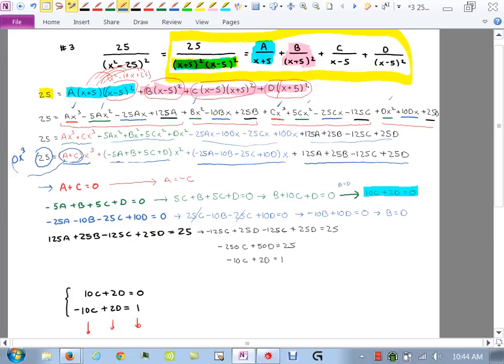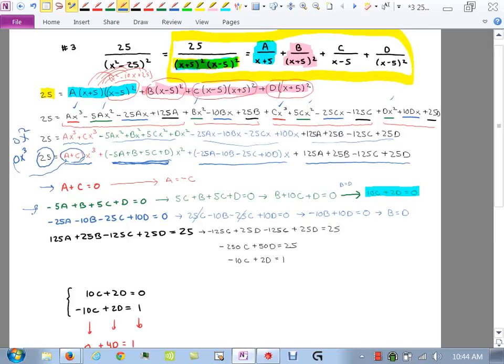For the same reason, all this stuff in front of x squared, since there is no x squared over here, all those have to add up to be 0. So that's my second equation. Then I do the same thing for the third. There's no x term, so that has to add to be 0. And then the last thing is that all these things without x's at the end just add up to be a number.